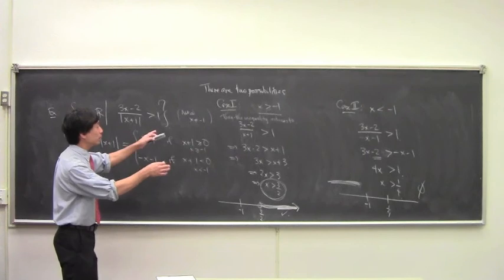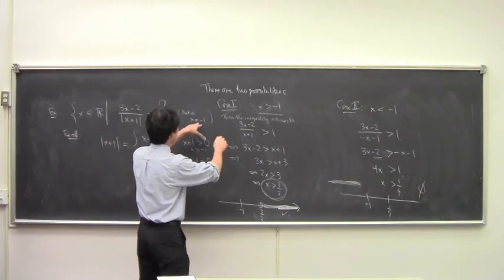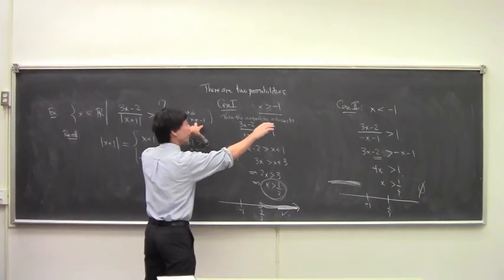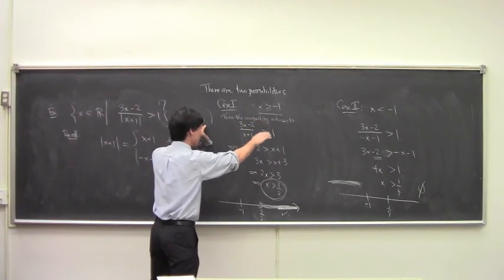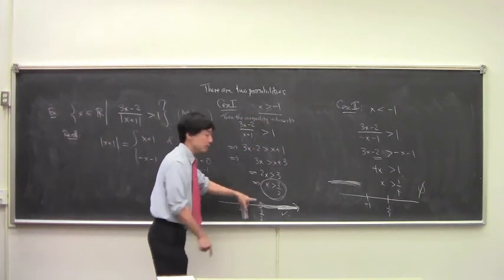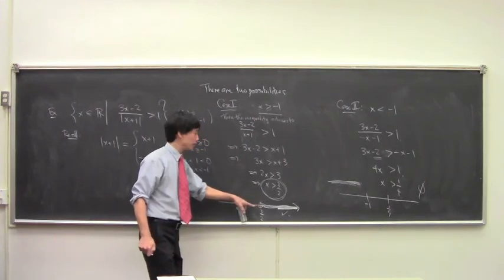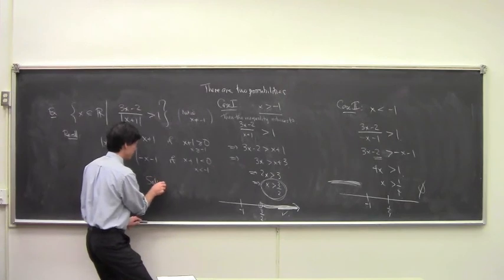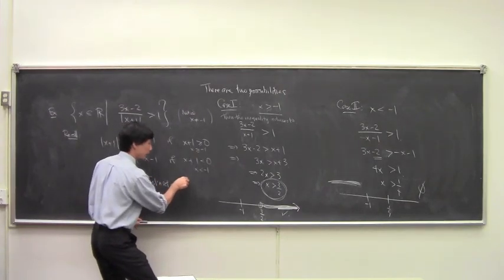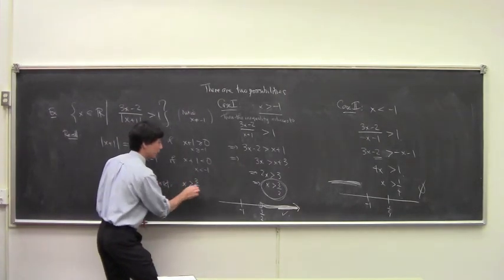Okay, so putting it all together, at -1, there's no solution. For numbers less than -1, there's no solution. And for numbers bigger than -1, these guys work. So these are the solutions. Just a second, Rachel. The solution set is x must be bigger than 3/2.